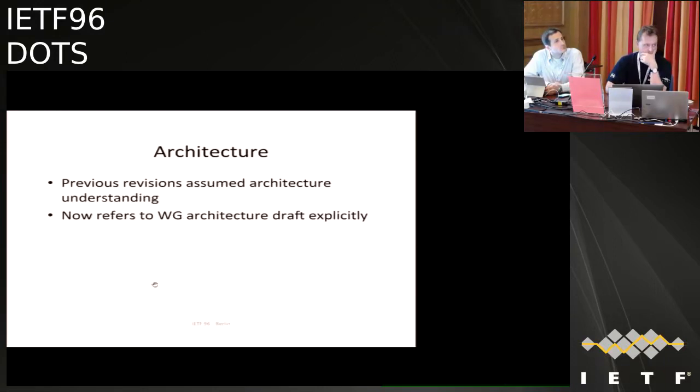Next slide, please. So the previous revisions of the requirements draft had some assumptions about what the architecture would be and some common working group understanding of some of those elements. With the adoption of the architecture draft, we now have a place for those assumptions to be made explicit. So the requirements draft now has a dependency on the architecture draft and tries to clarify things. Any additional architectural things will now be pushed explicitly into the architecture draft itself.